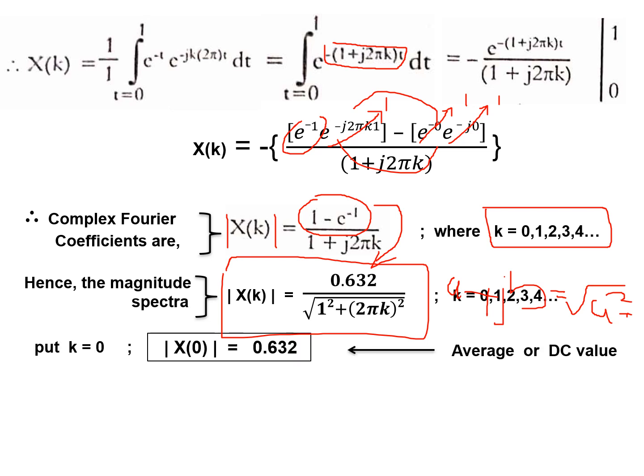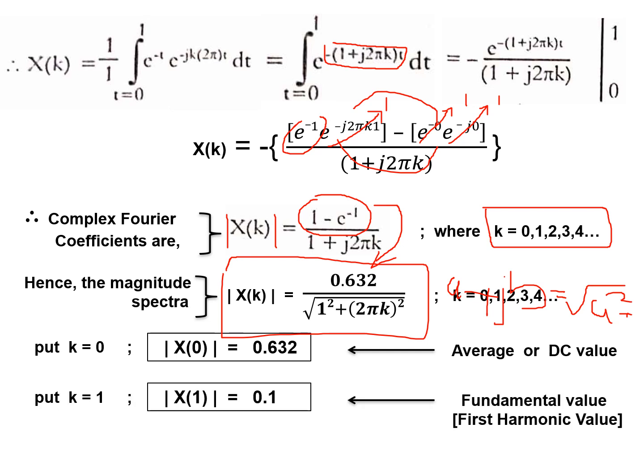You can see one by one. So put k equal to 0, X of 0 is equal to, square root of 1 square plus 0 square, which gives 0.632. This is the DC value of the given waveform. It is a non-zero DC value. It has some average value, that is the value at the origin of the spectrum. So if I put k equal to 1, I'll get X at 1.